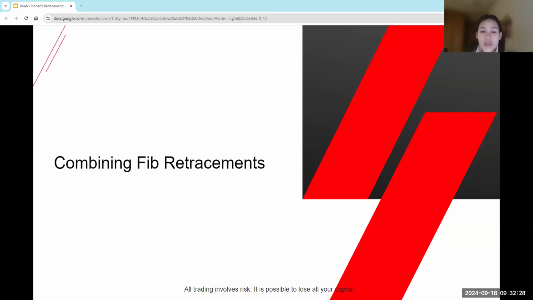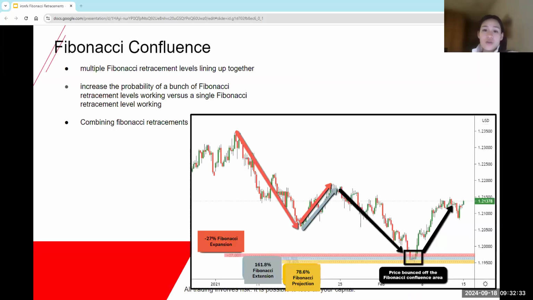Okay, now let's look at combining Fibonacci retracements. So the trick over here is to find multiple Fibonacci retracement levels that line up together so that you can increase the probability of a bunch of Fibonacci retracement tools or levels that work together versus a single Fibonacci retracement level working on its own. So that's the definition of Fibonacci confluence.